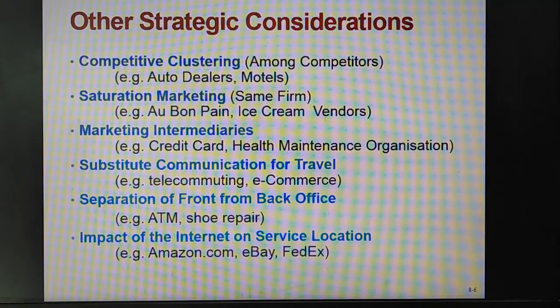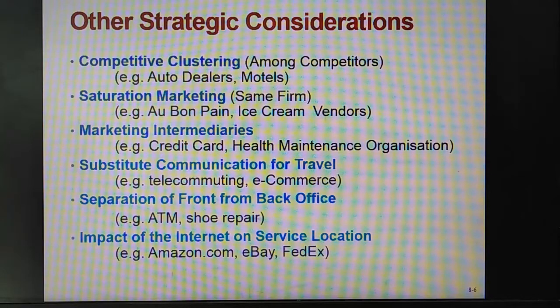Then separation of front from back office. For example, in the banking system, the separation between front and back office is quite obvious, because the automated teller machine is considered front service, whereas the officers who are working on the counter are considered back office, and they do the administration of the bank too.